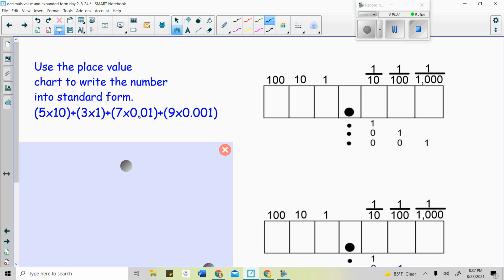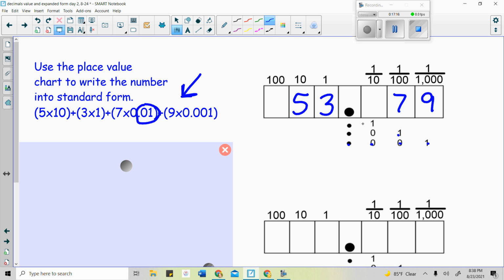Oh, one last thing. Sometimes they will give it to you in expanded notation, and then you have to give it back to them in standard form. So when they do that, you need to fill it into the place value chart. So if they say 5 times 10, put a 5 in the tens. If they say 3 times 1, put a 3 in the ones. 7 times 0.01. So I'm looking for the spot with 0.01. That's this one. And I'm going to put a 7. And then the spot that's 0.001. So 0.001. That's this one. That's the thousandths. And I put a 9.